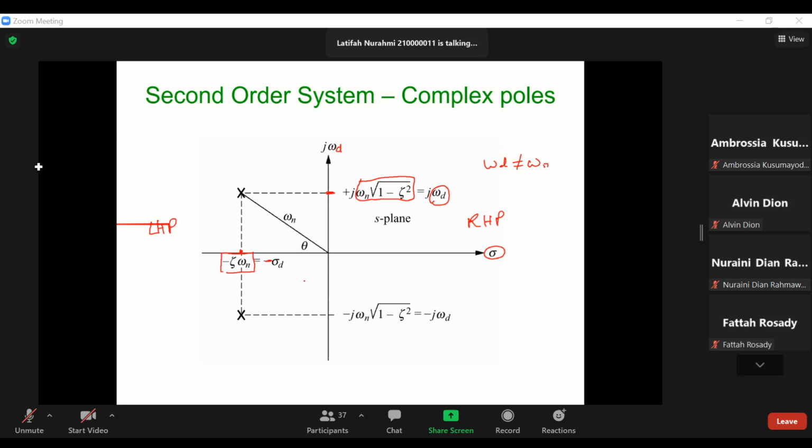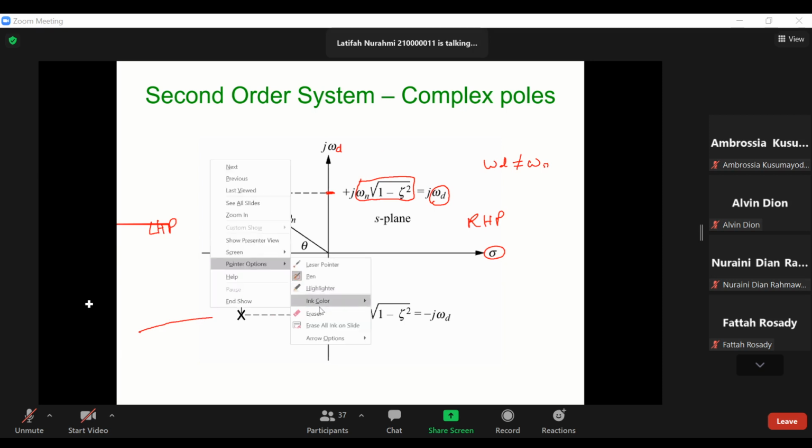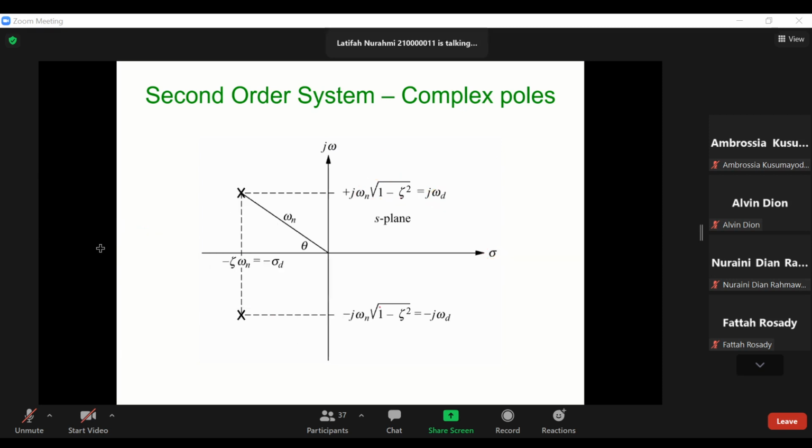Okay. And now what is omega n? So if you have poles, let's say, I cannot get any random value, but let's say s squared plus 3s plus 17 maybe, right? This is our characteristic equation.